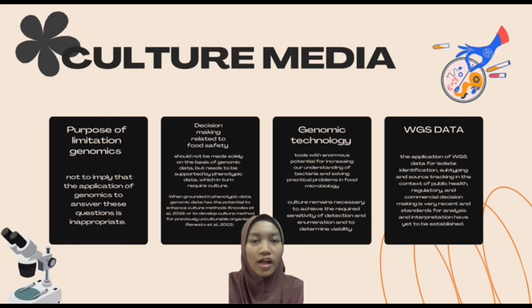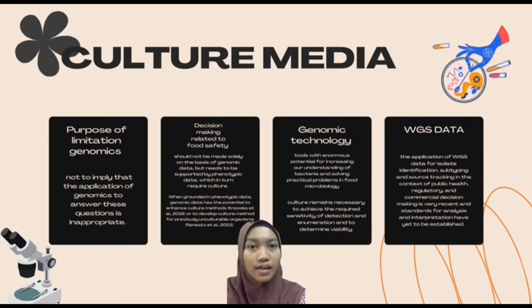It can be defined as tools with enormous potential for increasing our understanding of bacteria and solving practical problems in food microbiology. Culture also remains necessary to achieve the required sensitivity of detection and enumeration, and also to determine viability. Next, I will talk about WGS data. The application of WGS data for isolate identification, subtyping, and source tracking in the context of public health, regulatory, and also commercial decision making is very recent, and standards for analysis and interpretation have yet to be established.